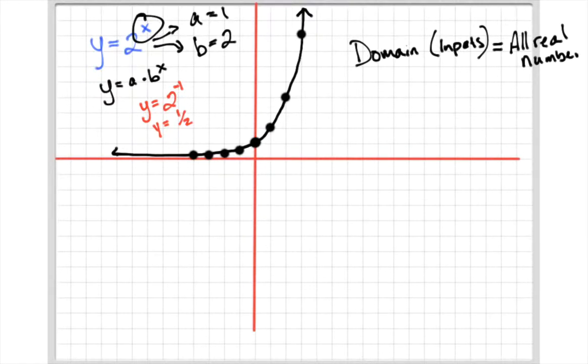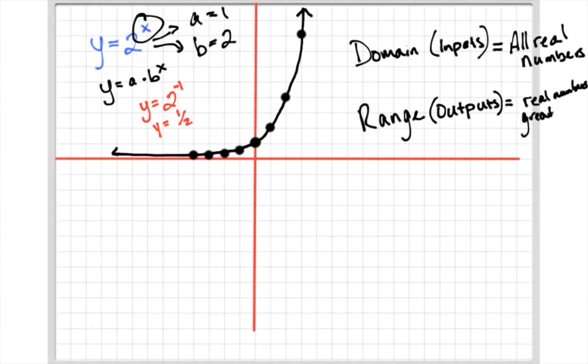How about for my range? What am I going to get out? Well, as we said, we can't get out negative numbers. We can't even get 0, because there's no exponent that I can raise 2 to and get a negative number or even 0. So my outputs are all greater than 0. So I'm going to write real numbers greater than 0.